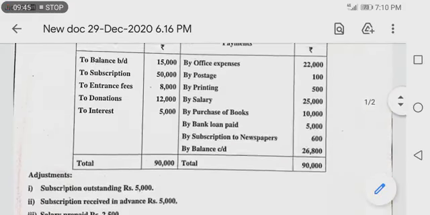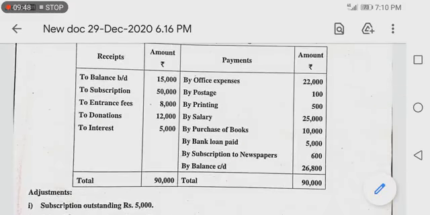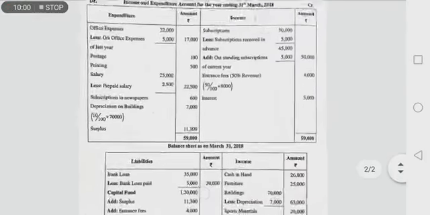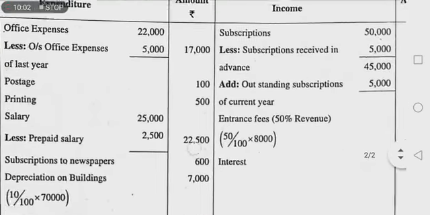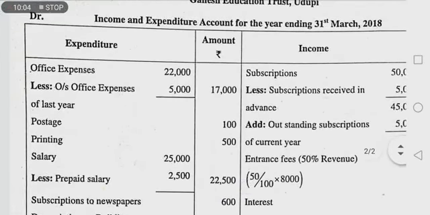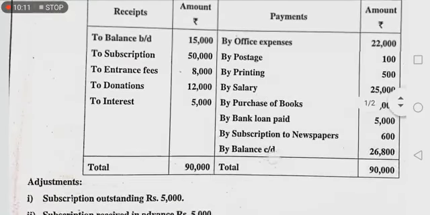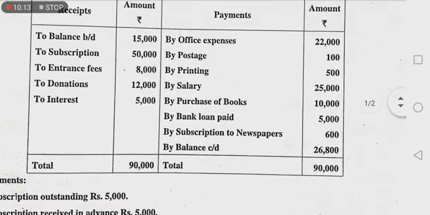And again let us go for the next item, that is printing under the payment side, rupees 500. Now is there any adjustment belonging to printing? No adjustment. So you just directly record it under the expenditure side, printing amount 500. Here you can see. And again, let us look for the next item under the payment side, that is salary.